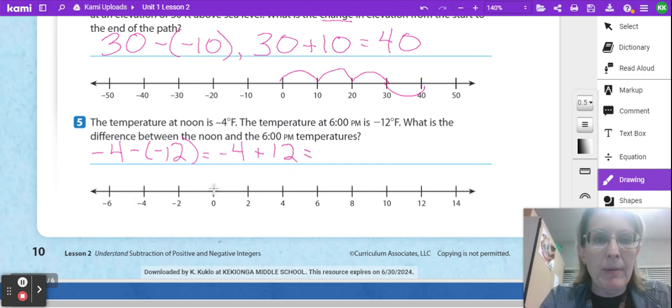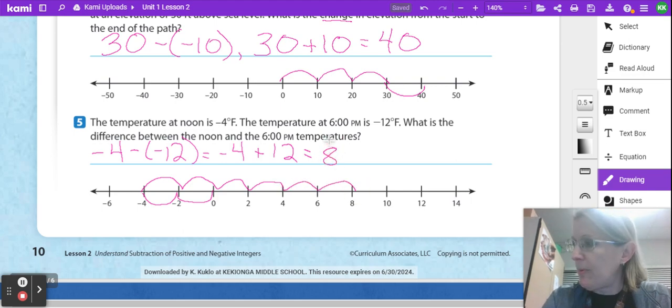So our number line went by 2s this time. So negative 4, start at 0. I would go 2, 4 to the left, and then I would start there and go 12 positive. So 2, 4, 6, 8, 10, 12, and end up that our change in temperature would be 8 degrees.